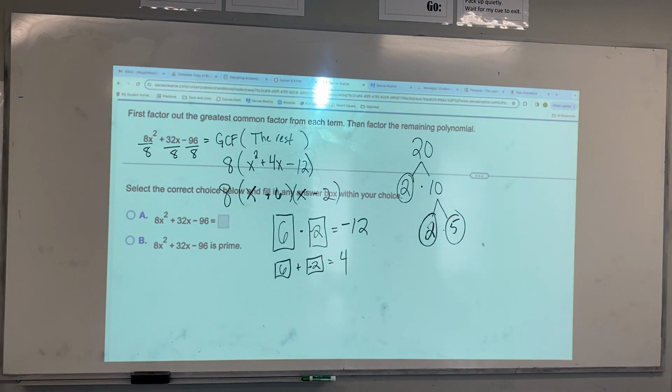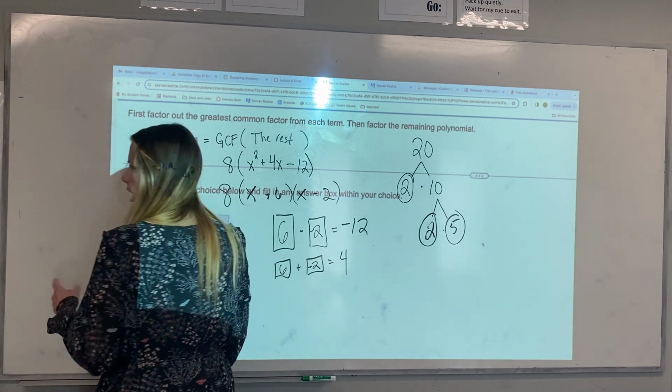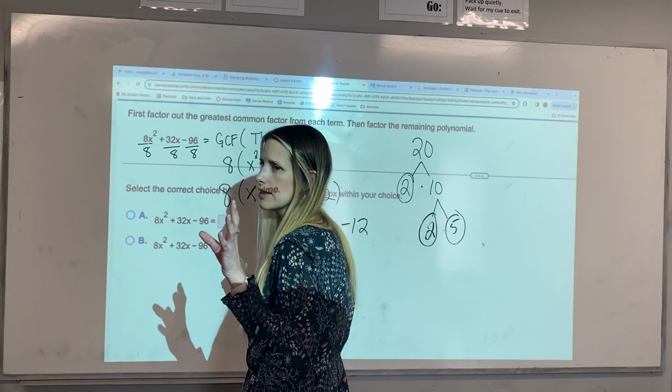Sometimes it just takes a little wiggling around in your brain, playing around with the numbers. Is this right? Yes, okay, that is correct. Because it doesn't matter which one's negative to get the negative product, but it does matter which one's negative to get your sum.